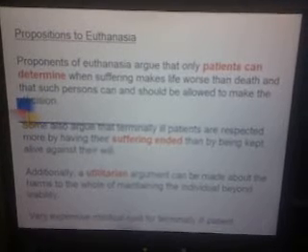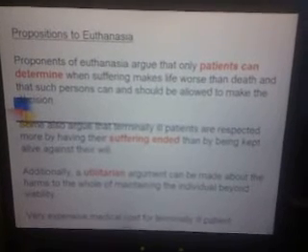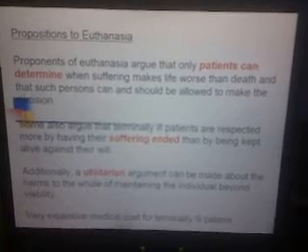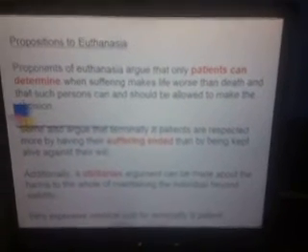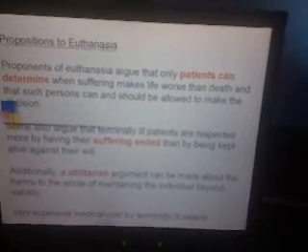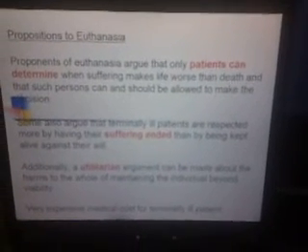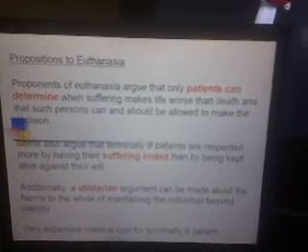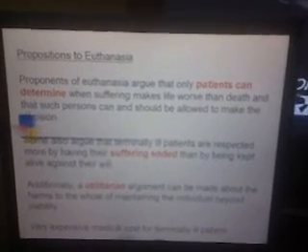Additionally, a utilitarian argument can be made about the harms to the whole of maintaining the individual beyond viability. This is one ethical issue that they can argue: since a person is not going to live, they propose euthanasia because it can reduce harm overall. And of course, if you look at society as a whole, if a person who is not meant to live is able to die earlier, you can save medical costs.